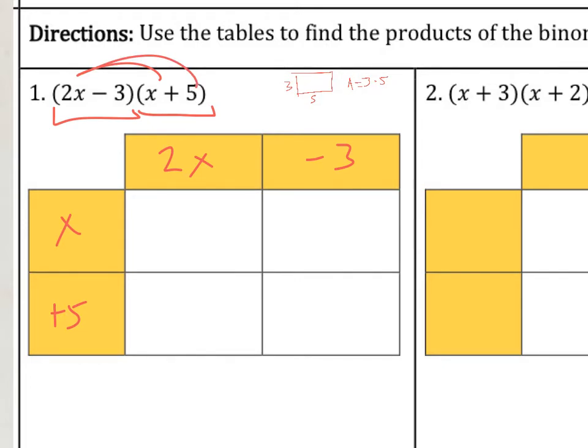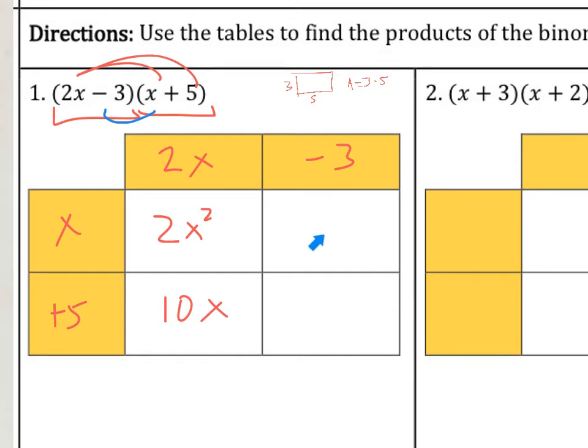That 2x is going to multiply by the x. 2x times x is 2x squared. Remember, x times x is x squared. Then we're going to multiply 2x times 5, and 2x times 5 is 10x. Well, then we got to multiply the negative 3 here. It's got to be a negative 3. So we're going to multiply that negative 3 times x.